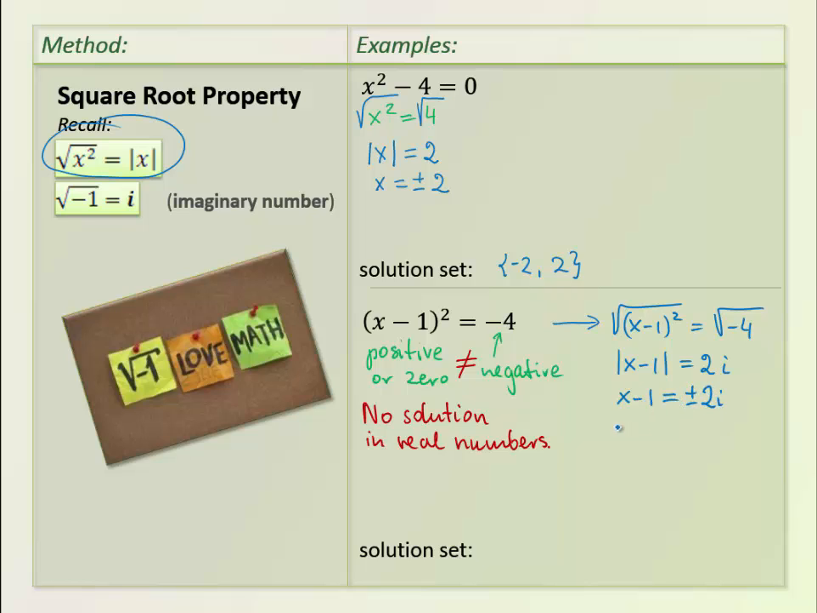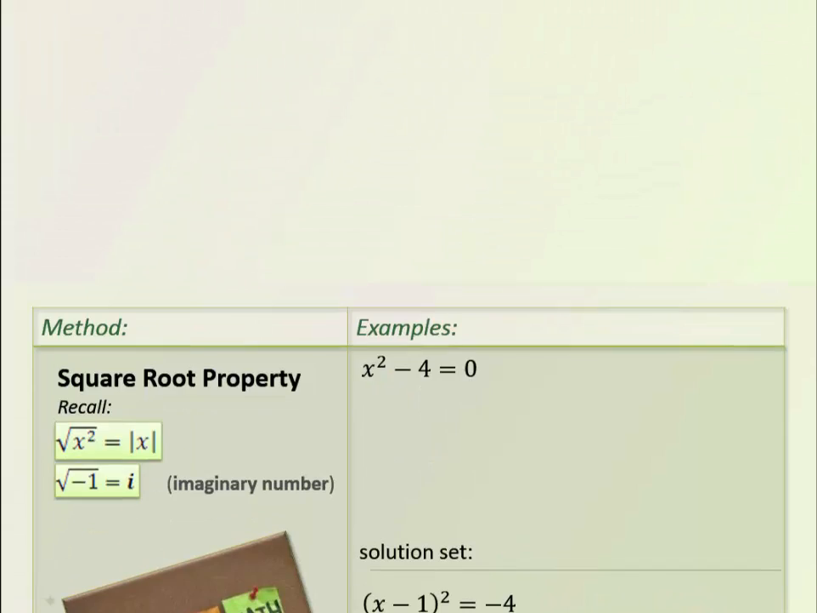And finally, move the 1 to the other side, and yes, we have a complex solution, 1 plus or minus 2i. So the final answer for this question in complex numbers would be: the solution set is 1 minus 2i and 1 plus 2i. In real numbers, we have no solution. In complex numbers, we have two solutions.